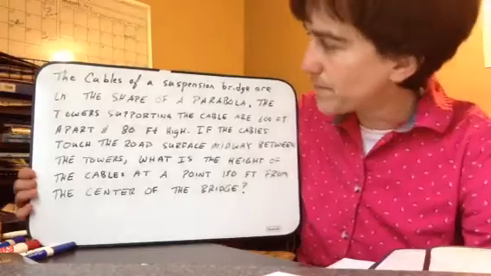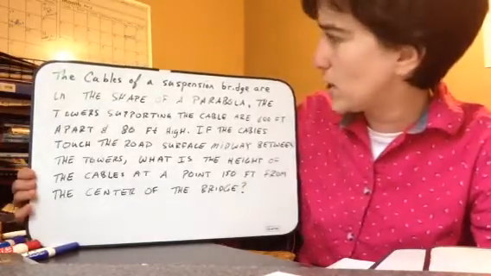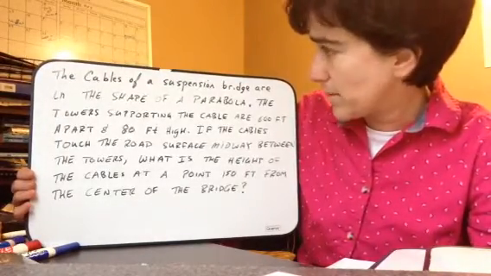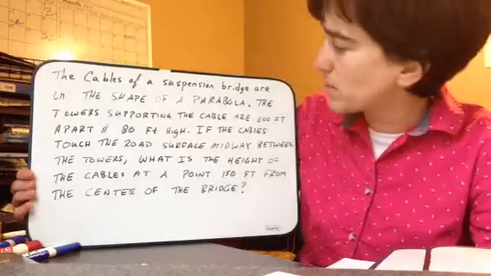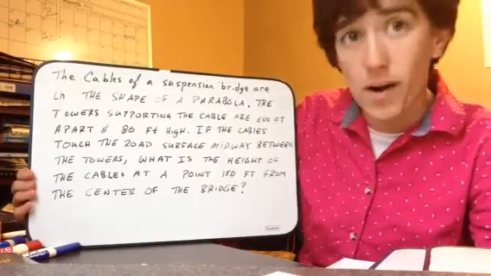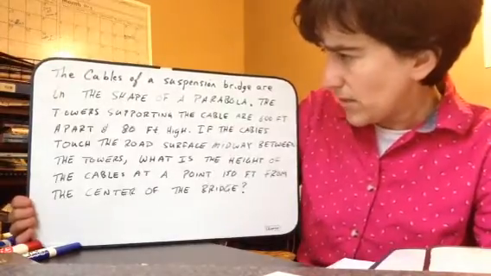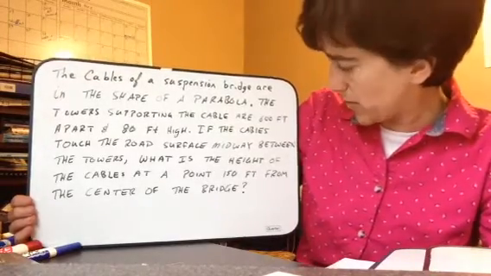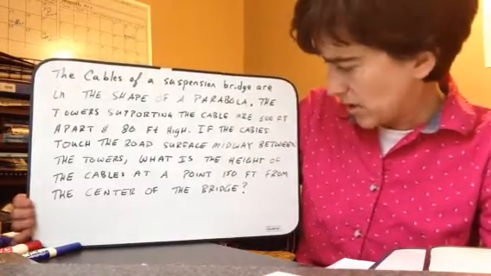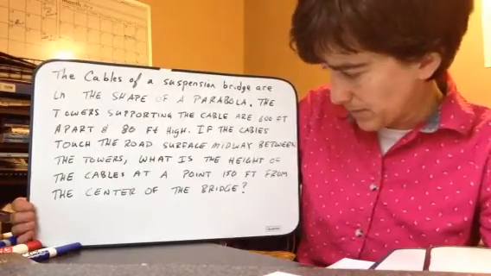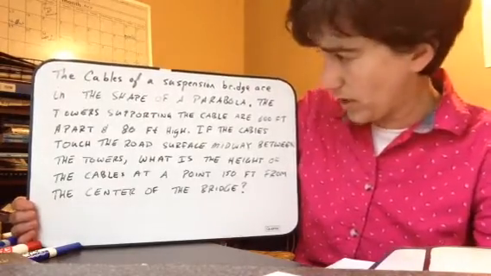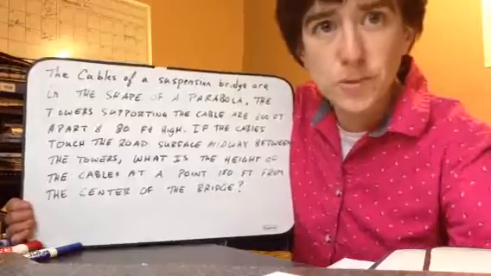So we're told the cables of a suspension bridge are in the shape of a parabola. The towers supporting the cable are 600 feet apart and 80 feet high. If the cables touch the road surface midway between the towers, what is the height of the cables at a point 150 feet from the center of the bridge?